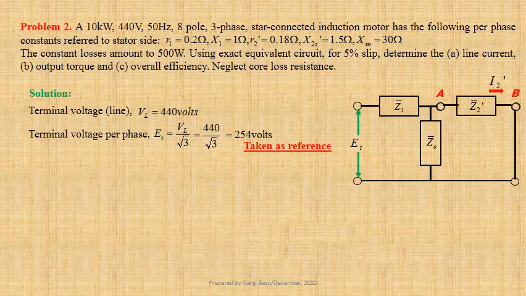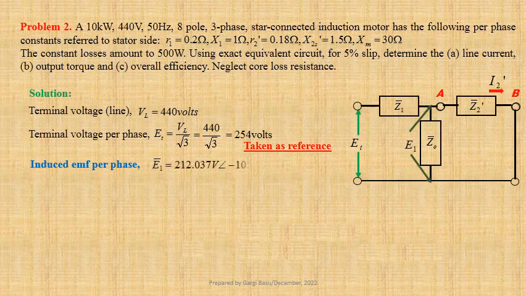We have obtained induced EMF per phase E1 equals 212.037 volt at an angle minus 10.11 degree. This may be written in Cartesian form as 208.7446 minus J times 37.2207 volt.